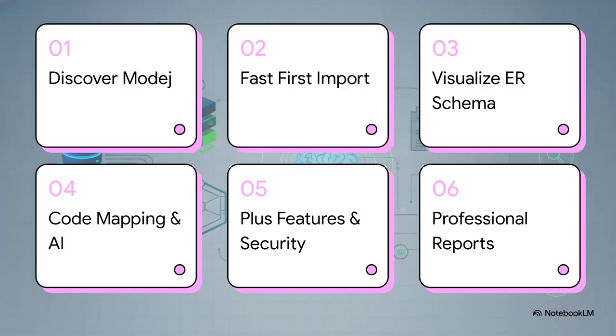So to structure this explainer, we're going to follow your data's actual transformation journey. We'll start off by discovering the power of Modej, then we'll check out the fast first import, visualize the ER schema, and dig into the code mapping and AI analysis. After that, we'll cover the plus features and security, and finally, generating professional reports.